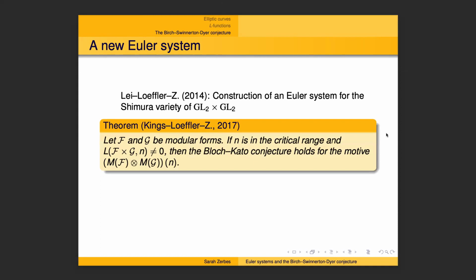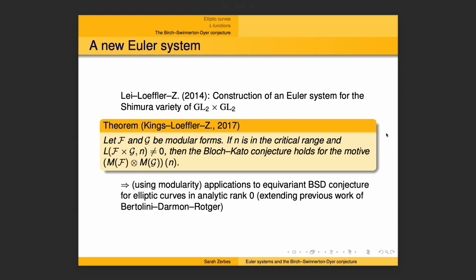Well, I don't really want to say what the critical range is. It's a certain range of integers determined by f and g. So if the value of the L function of the product of the two modular forms at s equals n does not vanish, then the Bloch-Kato conjecture holds for the tensor product of the motives twisted by n. Okay, I'll explain in a moment, roughly, how we prove this.